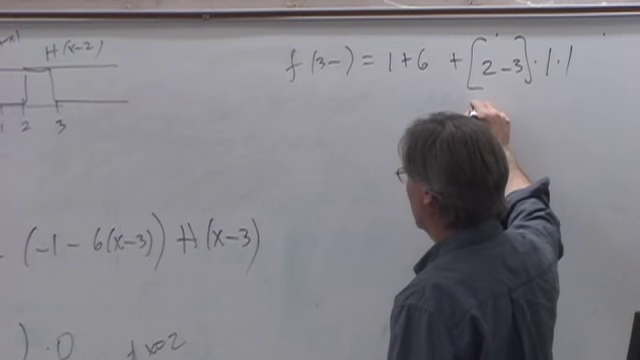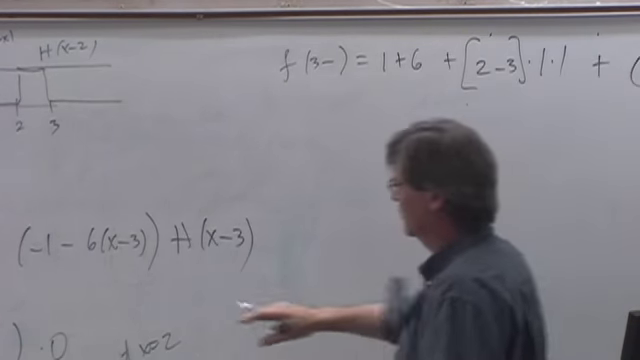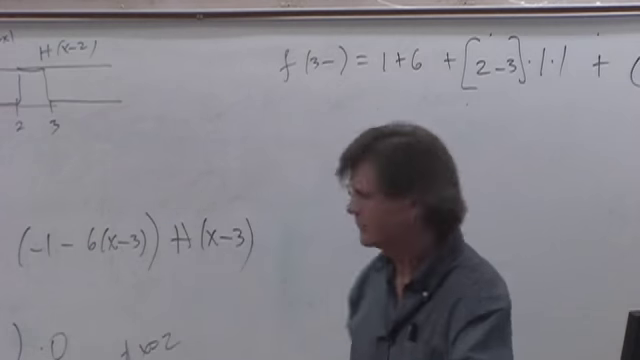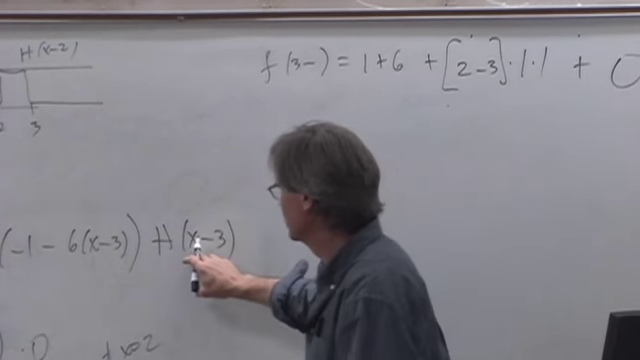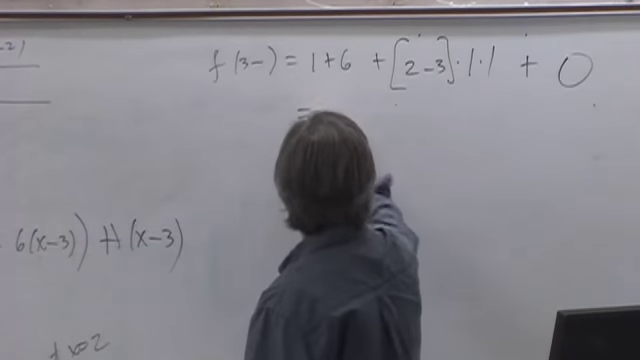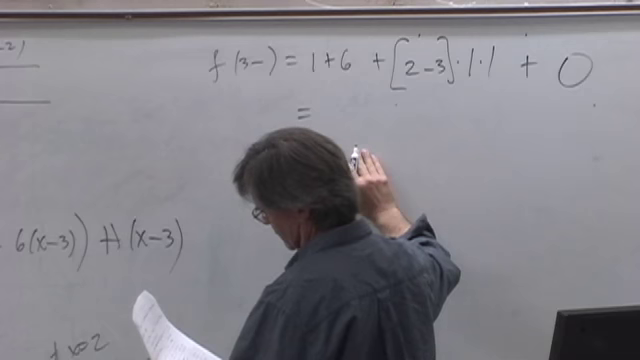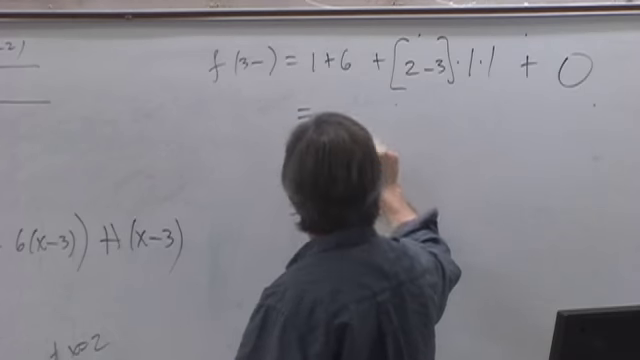Plus, when I put 3 from the left, though, this last term is 0, because that's h of a negative, which is 0. So what do we get? 1 plus 6 minus 1 is 6.